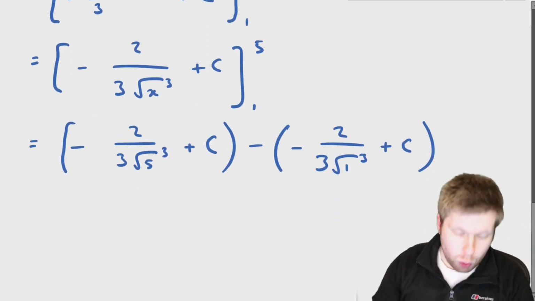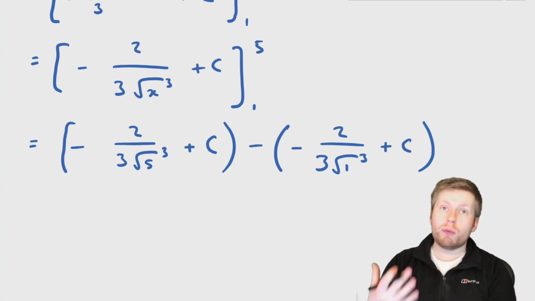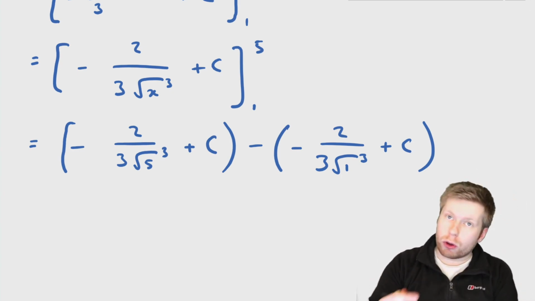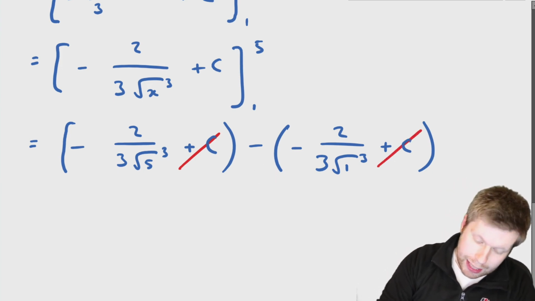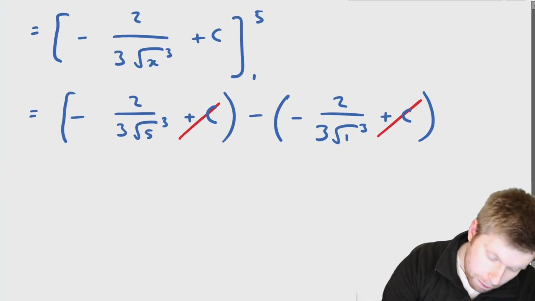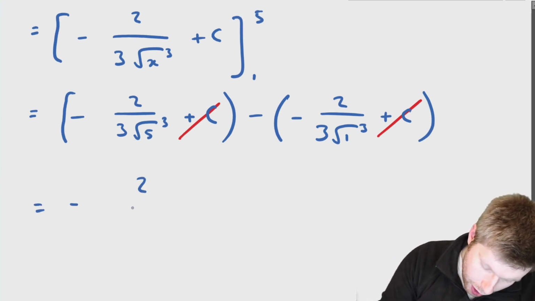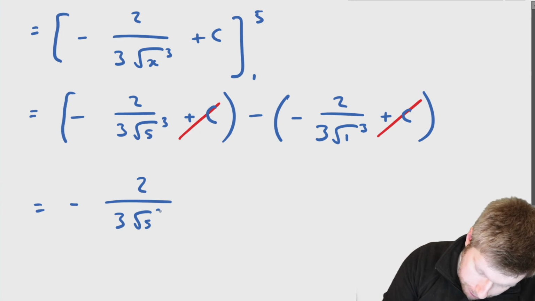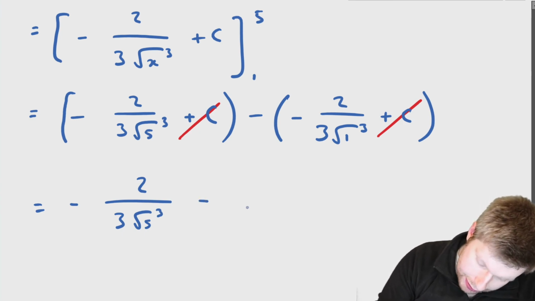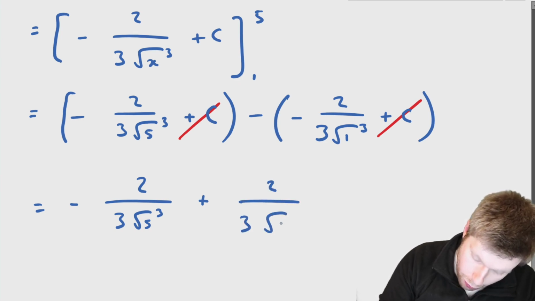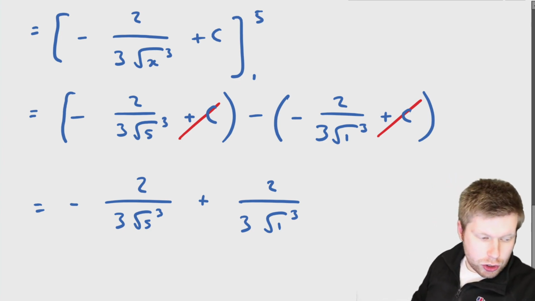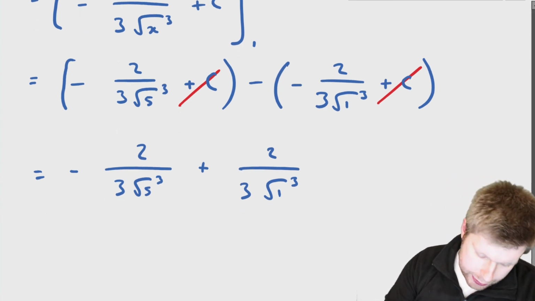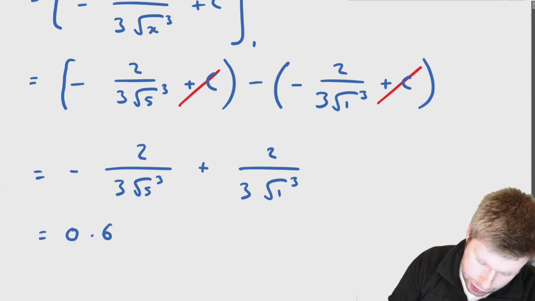Okay, now I'm just going to stick all of that into a calculator, but you notice this is the reason why we don't need the plus c when we've got those limits, because the plus c and the minus c, because I've got the minus in the middle, will just end up cancelling out. So effectively it will just become negative 2 over 3 root 5 cubed, take away negative, so that becomes a plus, 2 over 3 root 1, all cubed, because the c's just cancel. So if I stick that in a calculator, then it should come out as about 0.61, providing I haven't made any kind of calculation errors.